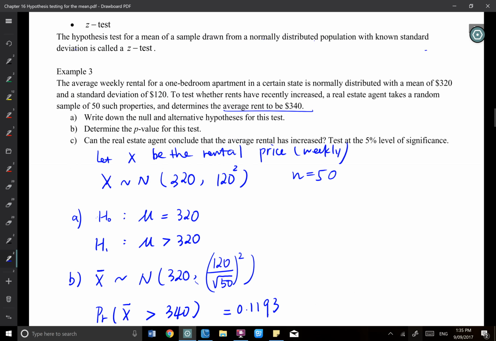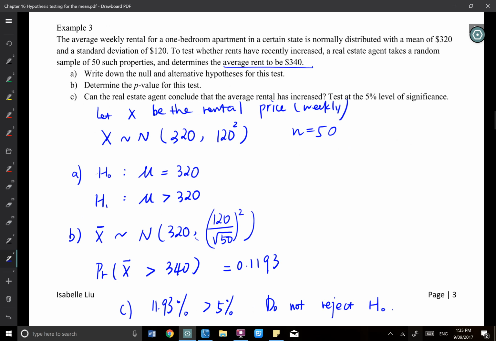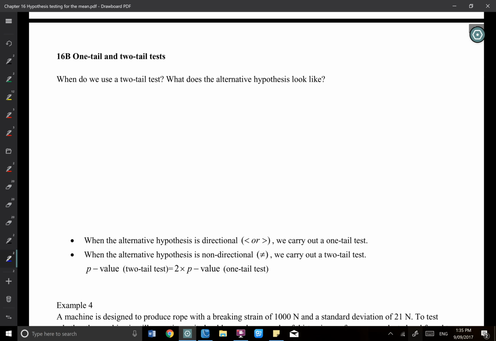Last lesson we only talked about the one-tail test. H0 is your original mu, and H1 is either mu greater than that or mu less than that. It's always greater or less than. But what we talked about in exercise B is a one-tail versus two-tail test. So when do we use a two-tail test, and what does the alternative hypothesis look like?